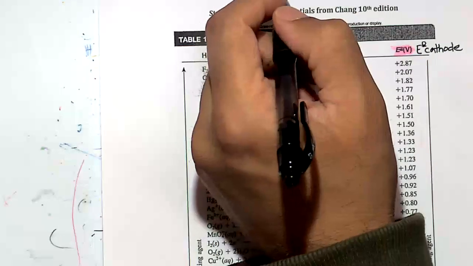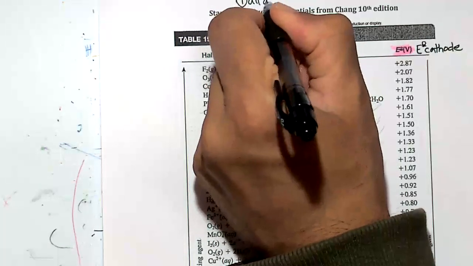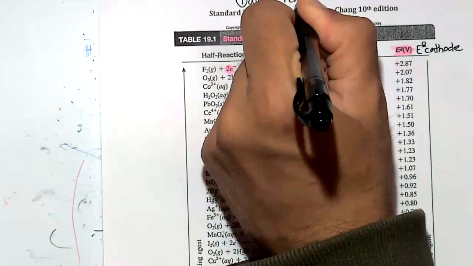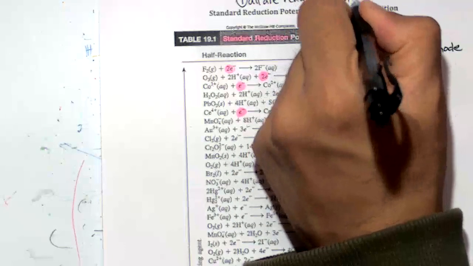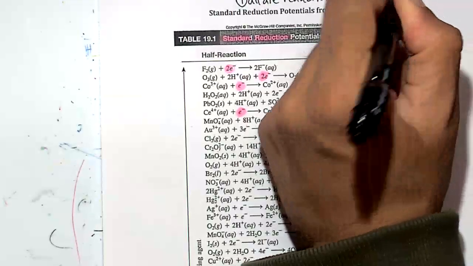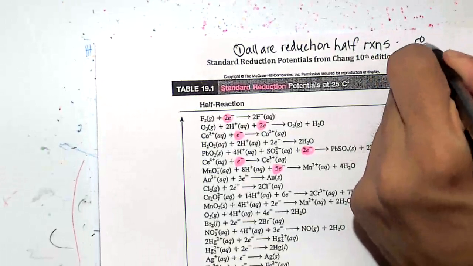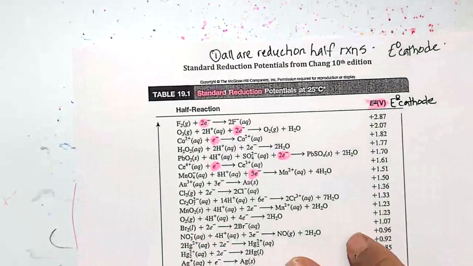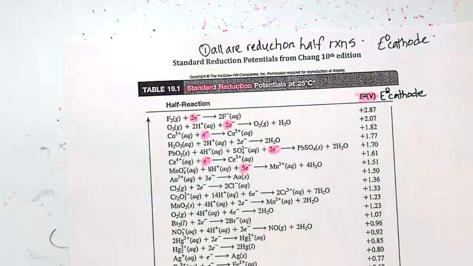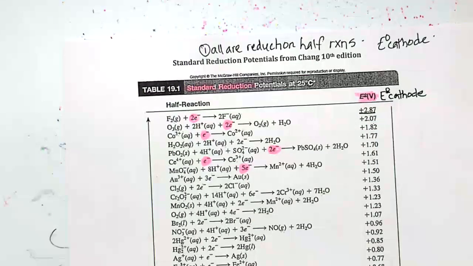All right, so that's point number 1. All of these are reduction half reactions. So all of these are E cathode. That's point number 1. Point number 2, a positive 2.87 volts.